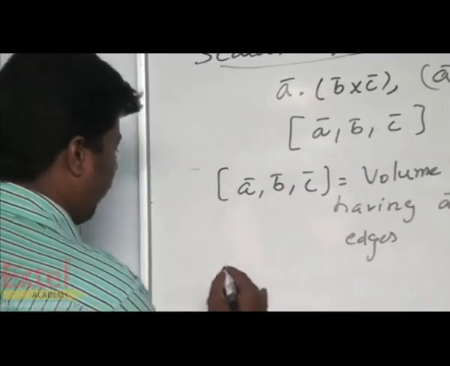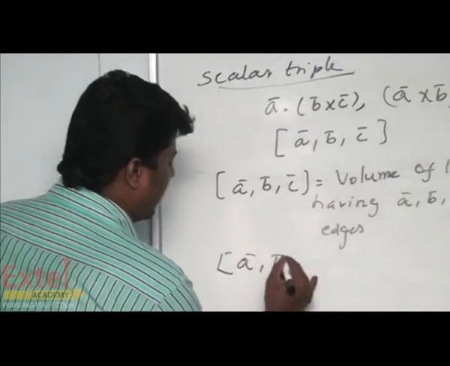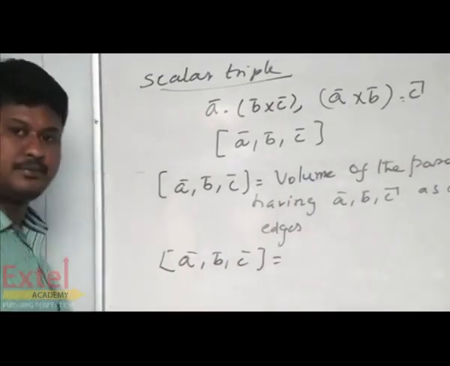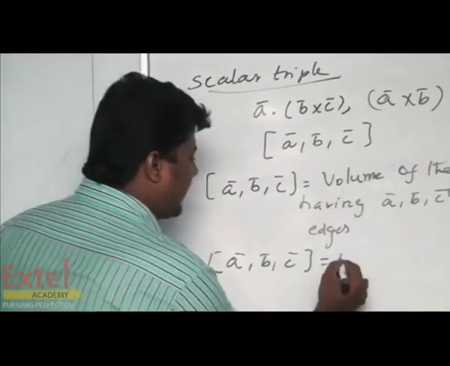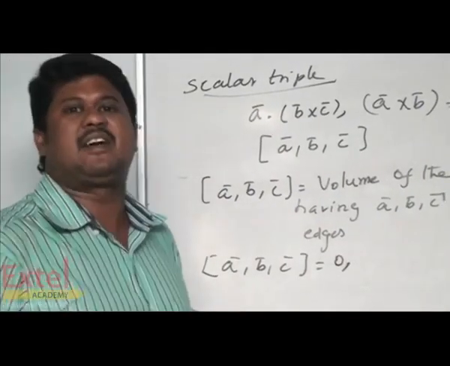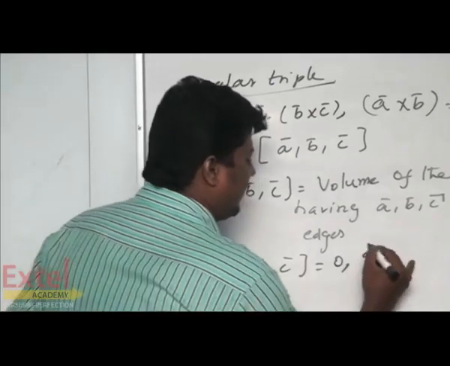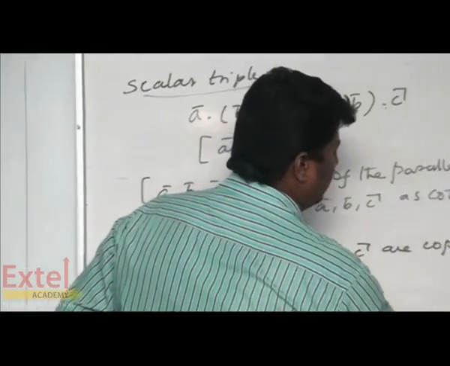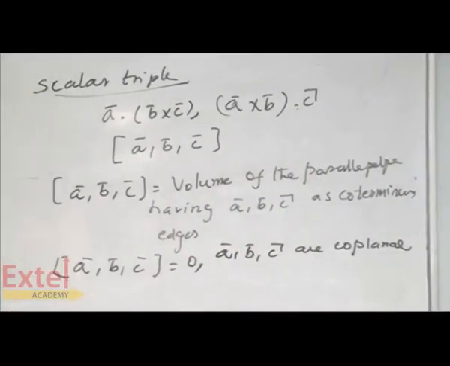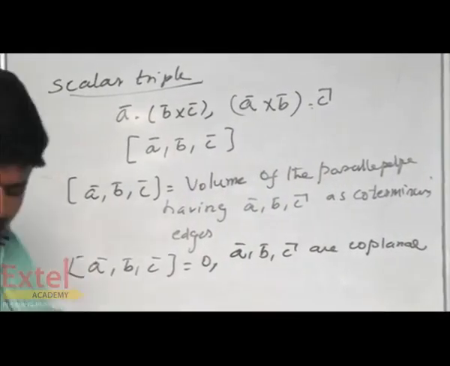Now, if box of A comma B comma C is equal to 0, then we can say the three vectors are coplanar, which means A vector, B vector, C vector are coplanar. Okay, next one.